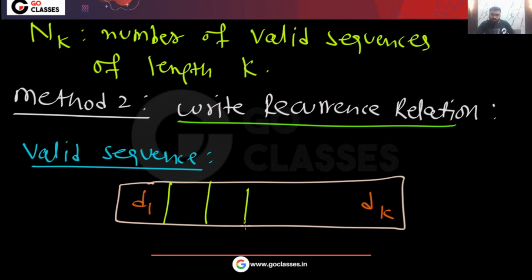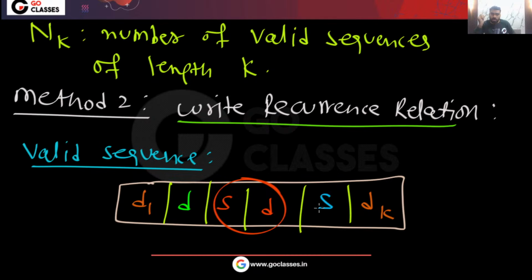Okay. In between, if there is no sign, no problem. If there is a digit, no problem. If there is a sign, then it must be followed by a digit. You must put a digit here. Here you can put digit or sign. Is this clear?